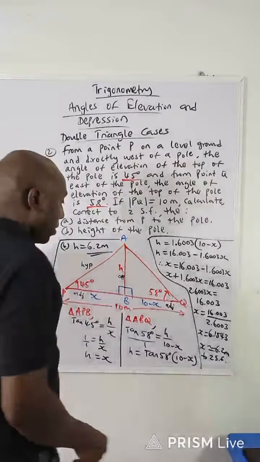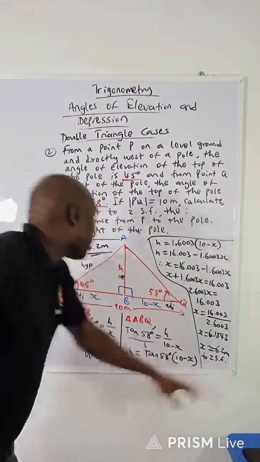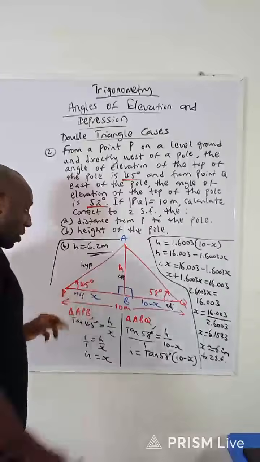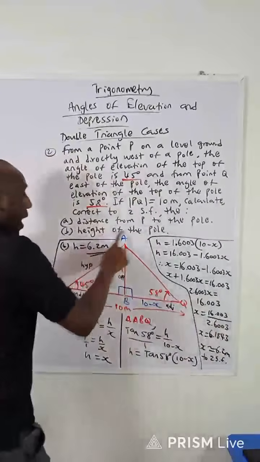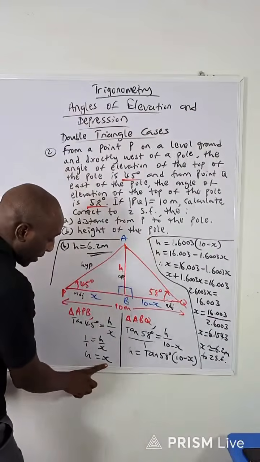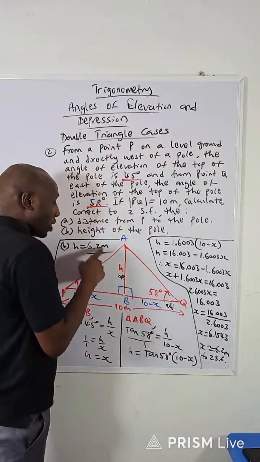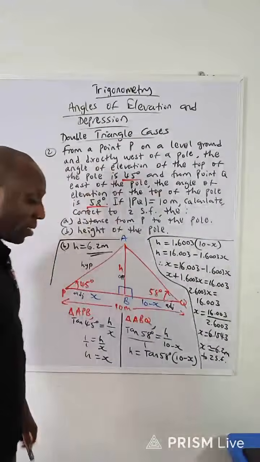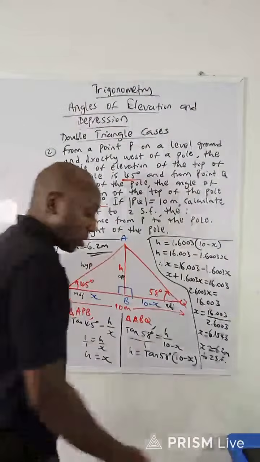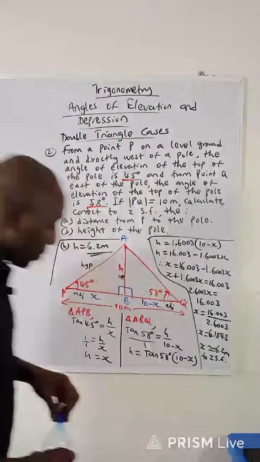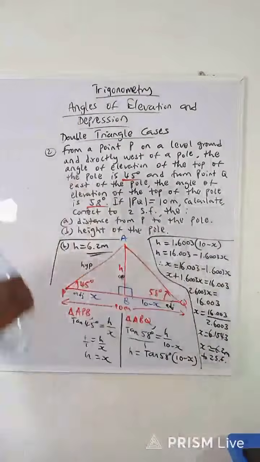So don't mind that this is the distance between the point P to where the pole is on the horizontal ground. And from there, we are asked to find the height of the pole. And the height of the pole is equal to x. So the height is also 6.2 meters, because that is what we got here. So that's it. I hope this is clear. Any question, please ask before I move on.